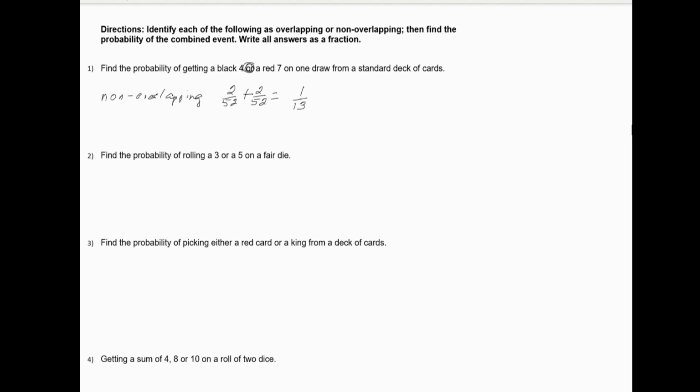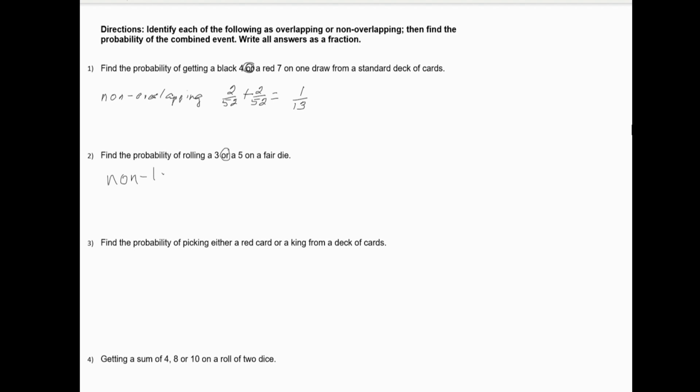Finding the probability of rolling a 3 or a 5 on an unfair roll of a die. Now, we've done this problem before, but we just did it in a little bit different way of finding our answers. We looked at just favorable outcomes divided by total outcomes. Here, if we're going to look at it as an or probability, compound probability, then what I want to do is first of all figure out if it's overlapping or non-overlapping.